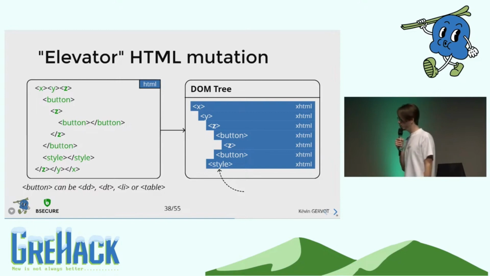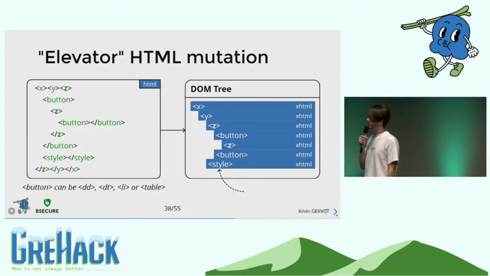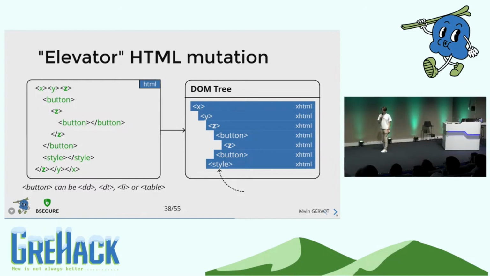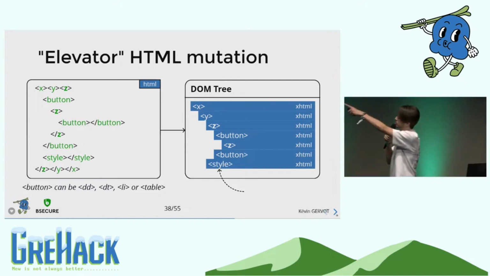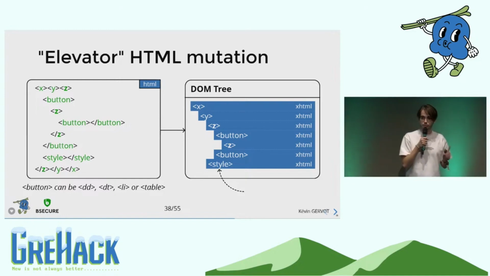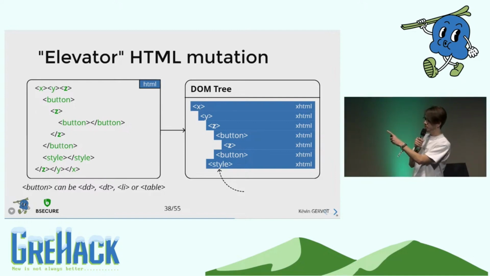You will know why in a few minutes. So on the left, you can see that there is an X tag, which contains a Y tag, which contains a Z tag, and two nested buttons, which has in between a Z tag. So what's important is also to see that there is a style tag, which is at the same level as the first button tag. But if we parse it, we can see that the style tag falls at the same level as the tag which was in between the two buttons and above the two buttons. So here, the Z tag.